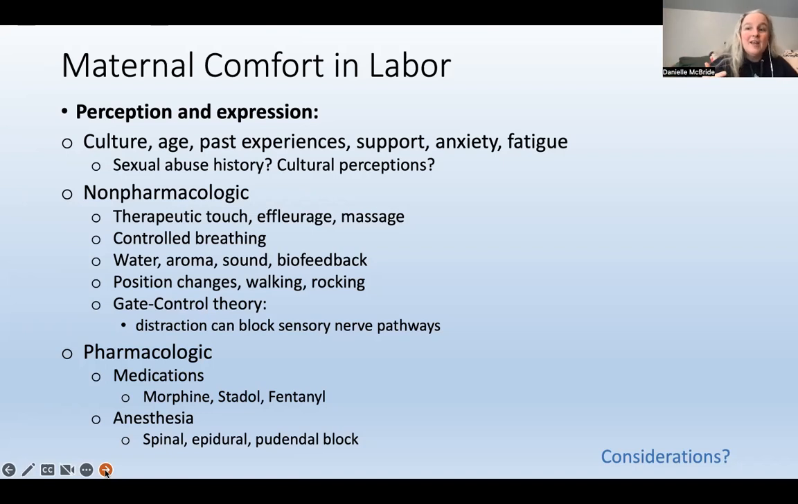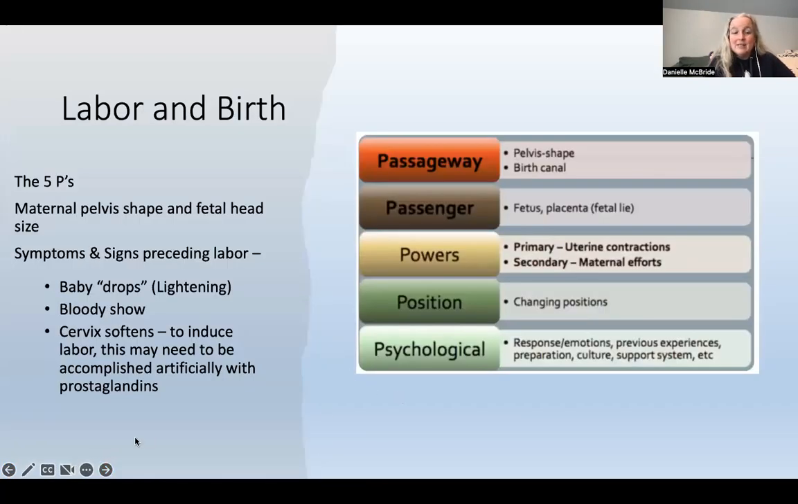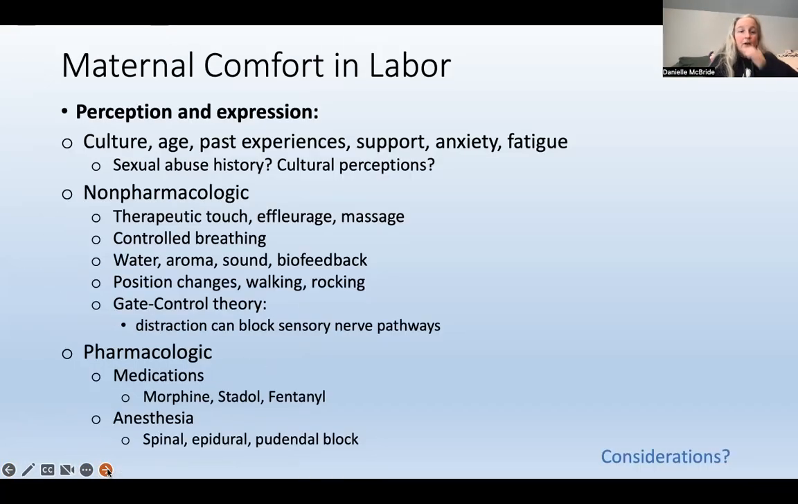And so when we're thinking about mom and her psychologic response, when we're talking about our peace, this is part of it. Okay, so a lot of what labor nurses do is around this. All right, so a couple of things we think about when we are thinking about maternal comfort in labor.